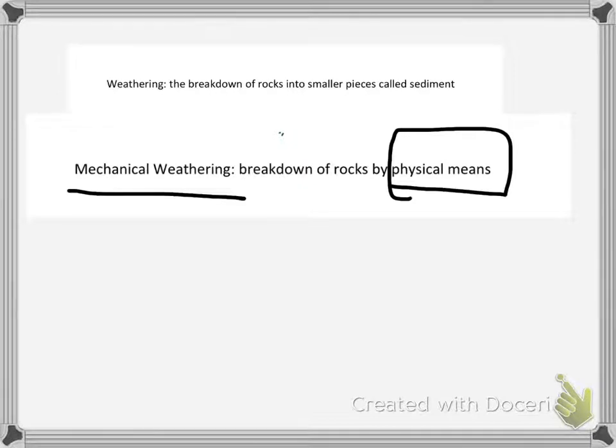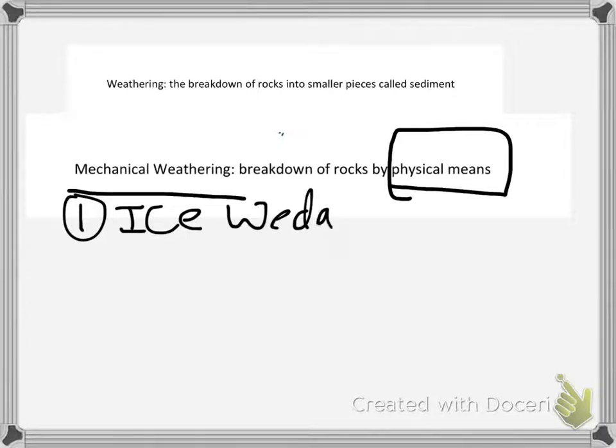There are several different types of mechanical weathering. I'm going to briefly describe each of those. The first is ice wedging. Say you have a rock that has a little bit of a crack in it, and overnight, or during the day, some water seeps into that crack.